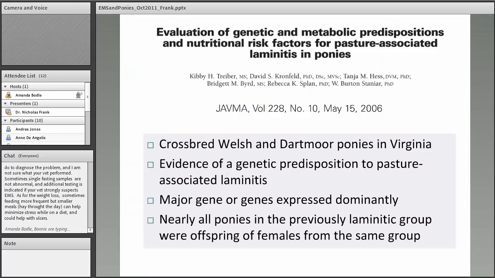And I promised to return to genetics, and this is where we stand with genetics right now in terms of ponies and horses.